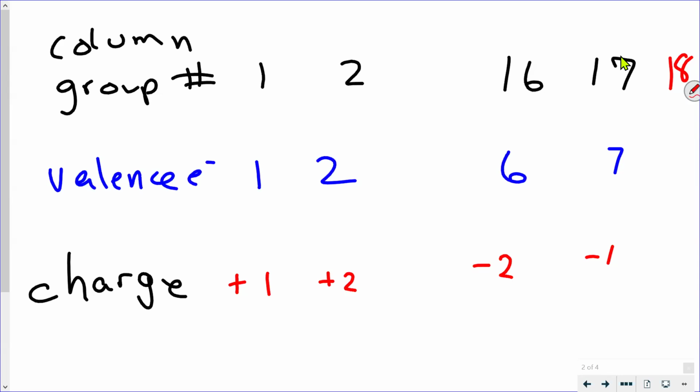All right. So 13 is the last one we actually use this pattern with that are positives. So group 13 has 3 valence. Having 3 valence, what's going to be my charge? Three. Positive or negative? Positive. So we want to remember that pattern.